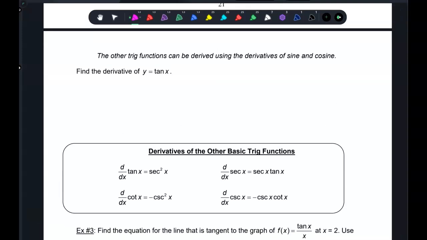All right, now that we know sine and cosine, we can basically figure out all the other formulas. So let's look at tangent x. How can you rewrite tangent of x? Sine over cosine.